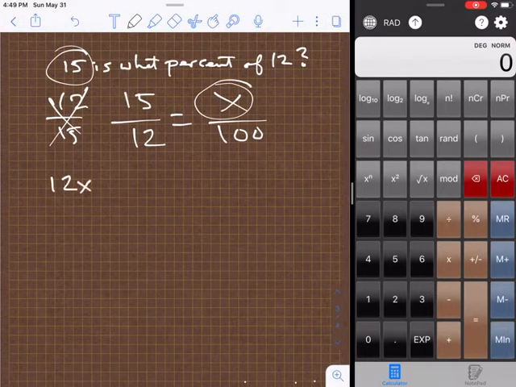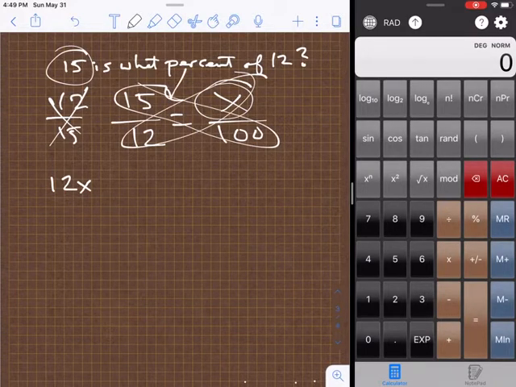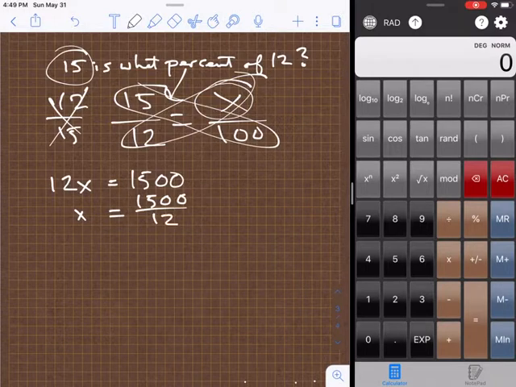So you get 12x for one side, right? And then this one, 15 times 100 gives you 1500. Right? And you divide them both by 12. All right? Which gives you 1500 divided by 12 is 125.